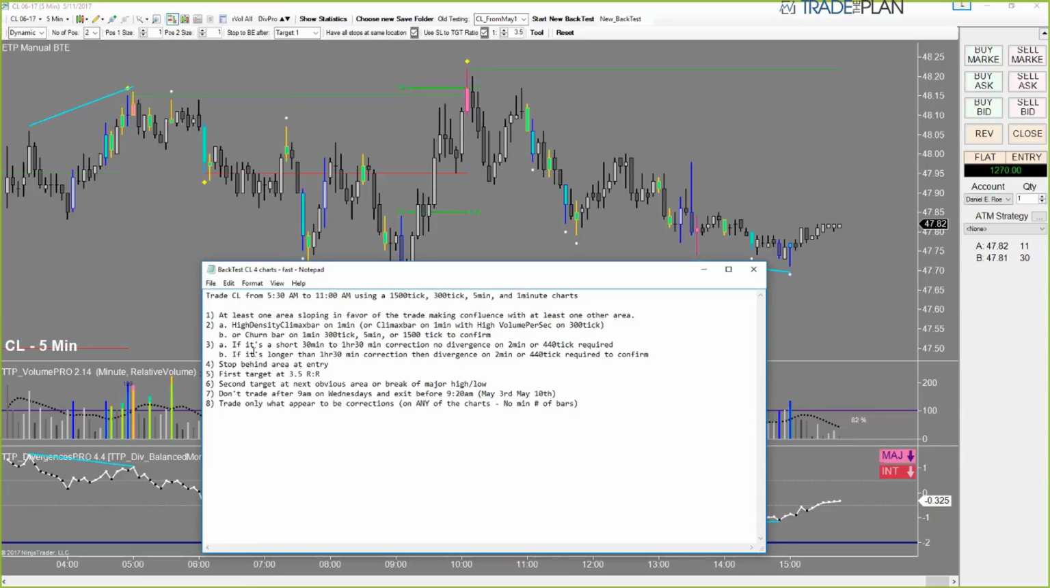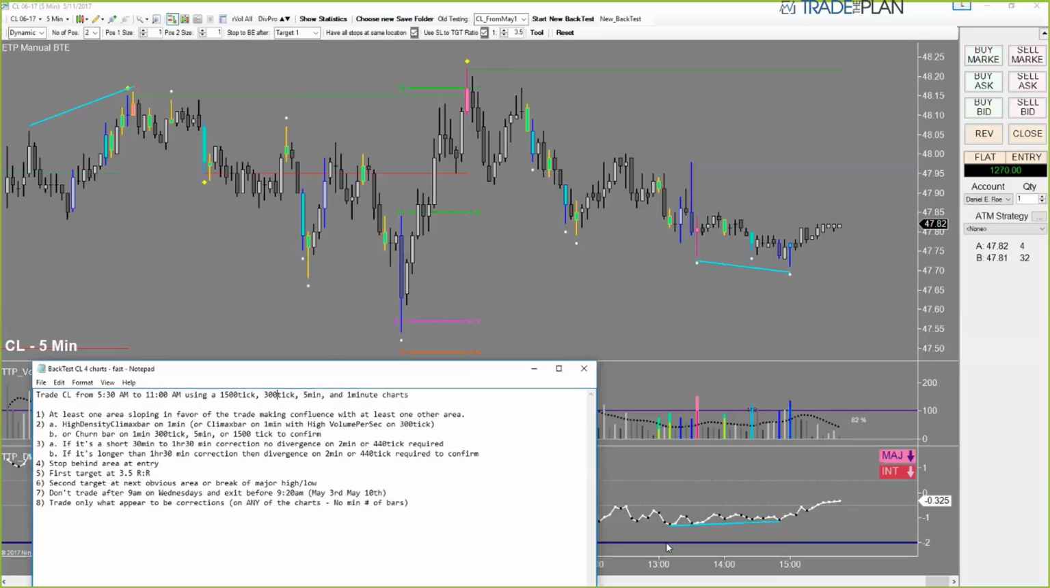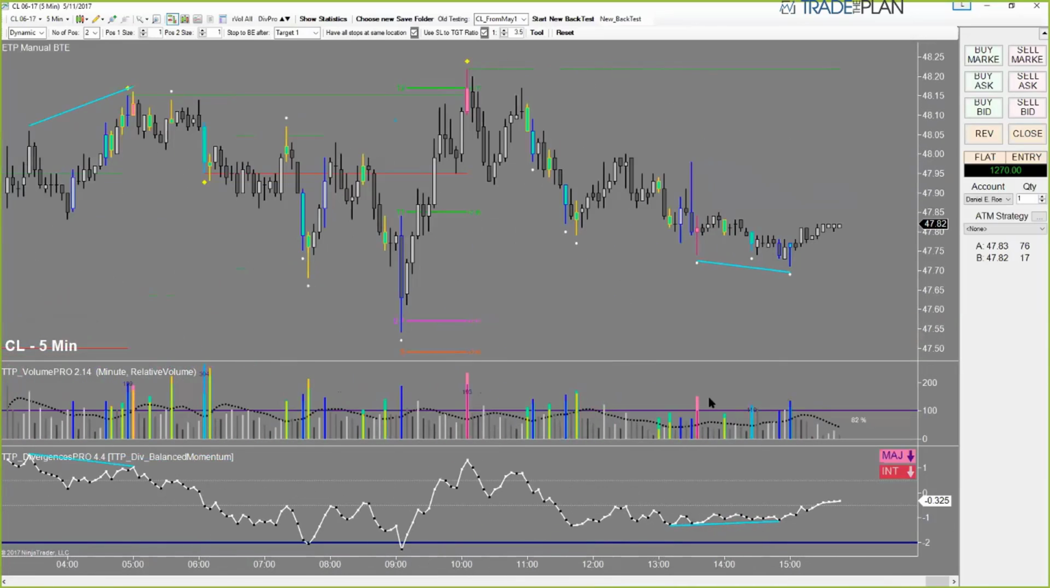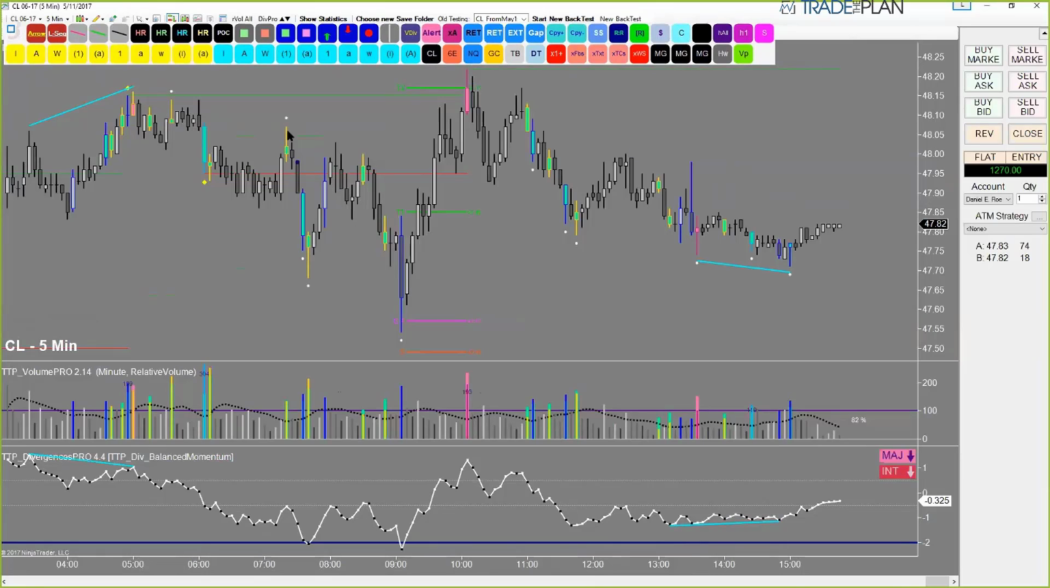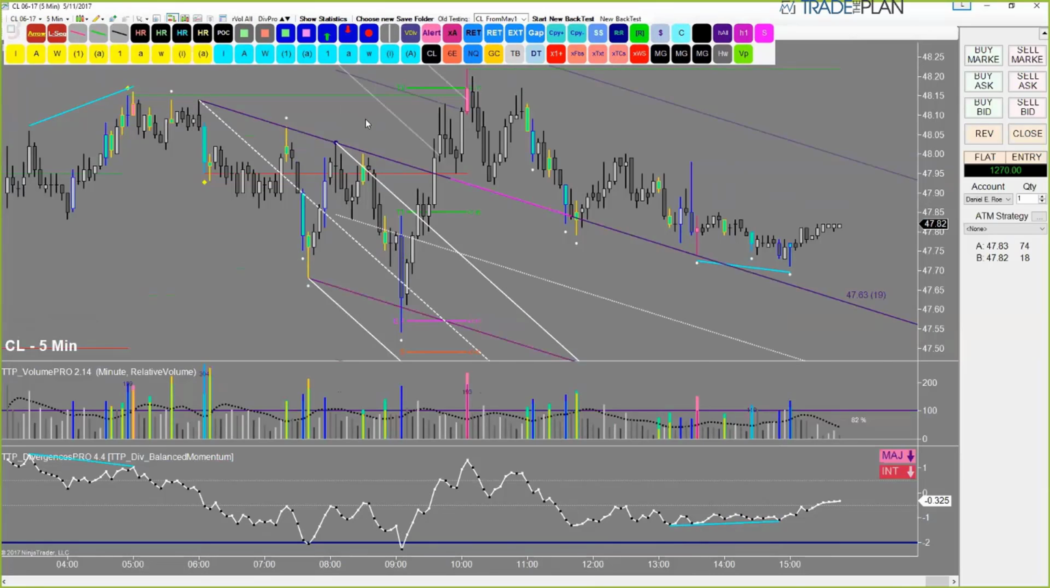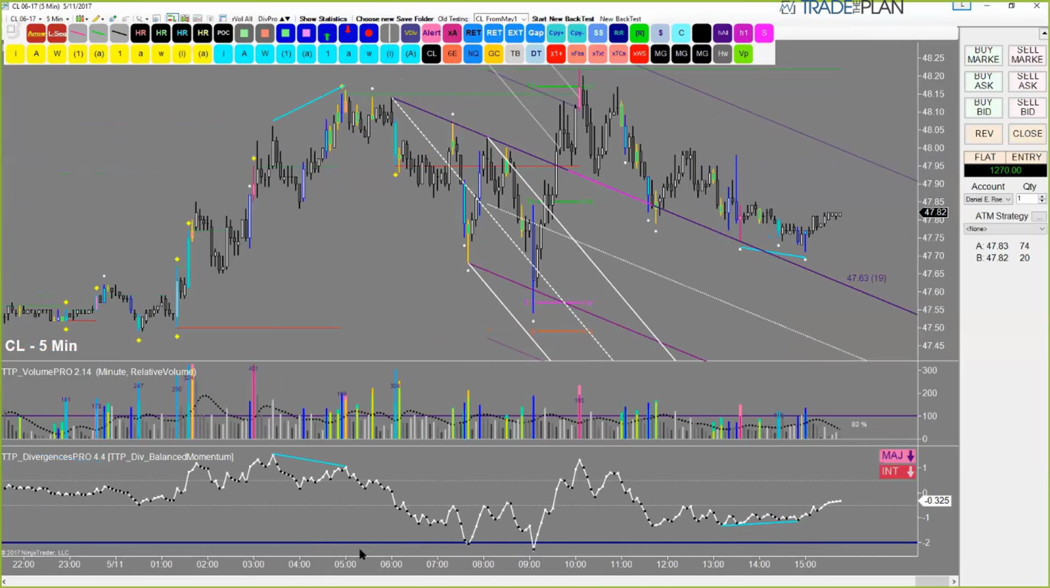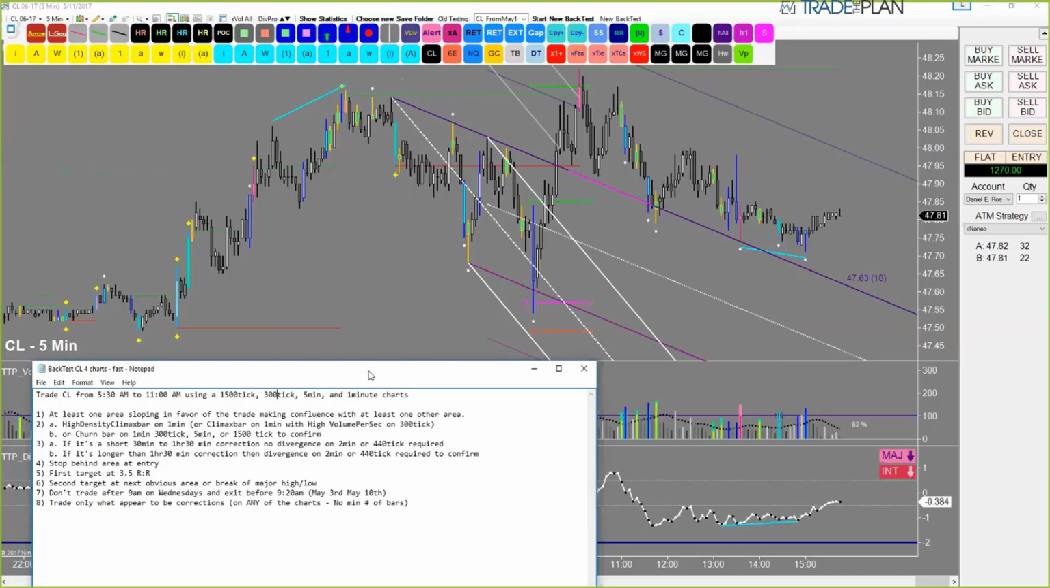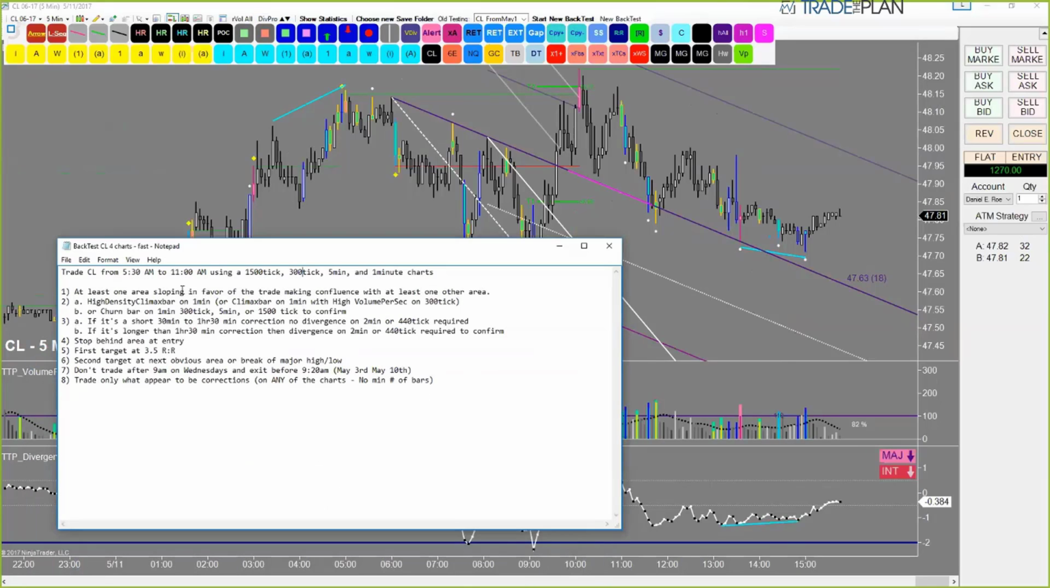I'm going to require at least one area sloping in favor of the trade. When I'm talking about an area, I mean this. So this would be a trend channel, median line, upper median line, etc. So I would be requiring at least one trend line, channel line, median line, whatever, sloping in favor of the trade. And then at least one other area acting as an area of confluence. So at least 2 areas, one sloping in favor of the trade.